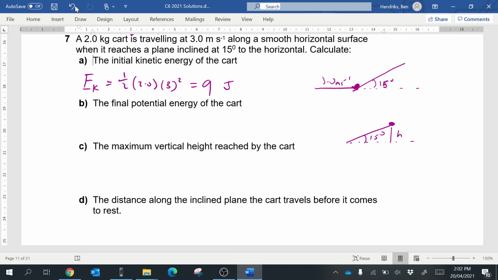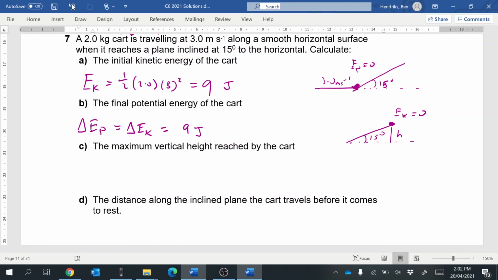The final potential energy of the cart. At the start, EP equals 0 so there's no potential energy, and here it's come to rest, so EK is equal to 0, so it's all EP. So the change in EP equals the change in EK, which is equal to 9 joules.